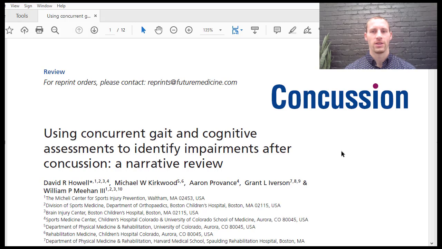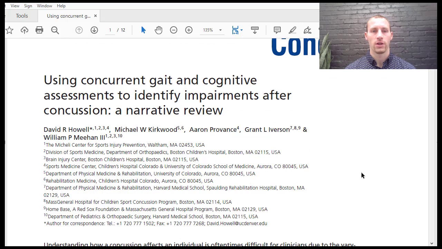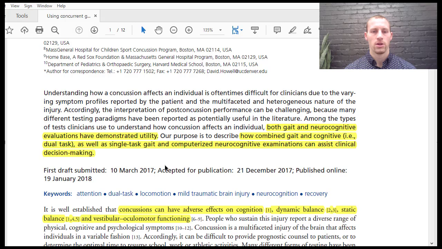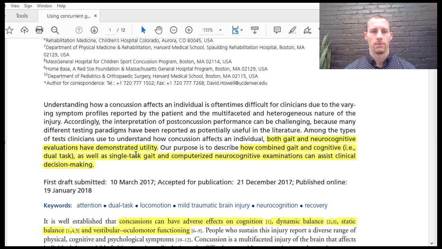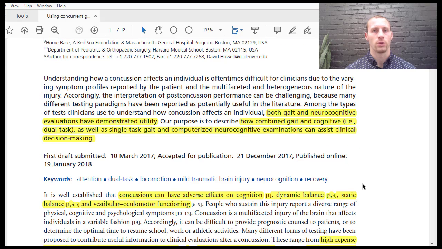So if we get into the article, it's in the Journal of Concussion. It's called Using Concurrent Gait and Cognitive Assessments to Identify Impairments After a Concussion. It is from 2017, or I guess published online in 2018. In the abstract, the main thing here is that both gait and neurocognitive evaluations demonstrate utility in understanding and evaluating concussions. They describe how combined gait and cognitive, so dual task, as well as single task gait and cognitive examinations can assist in clinical decision making and basically diagnosing a concussion.